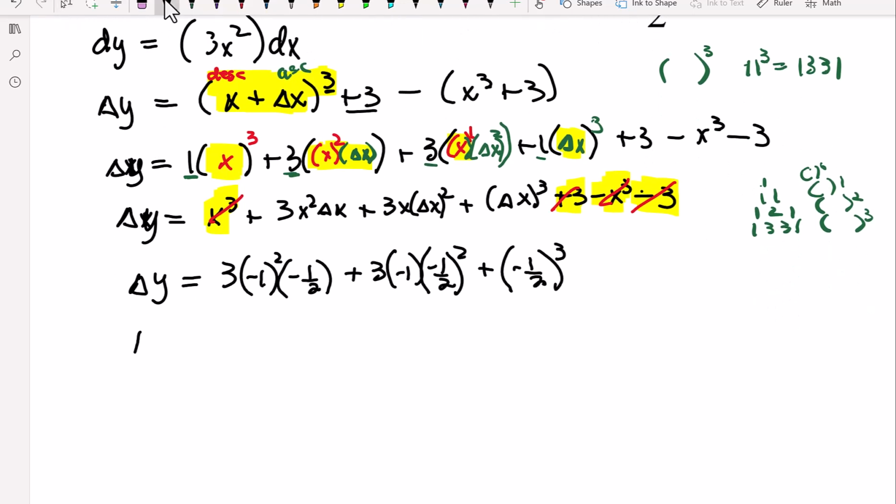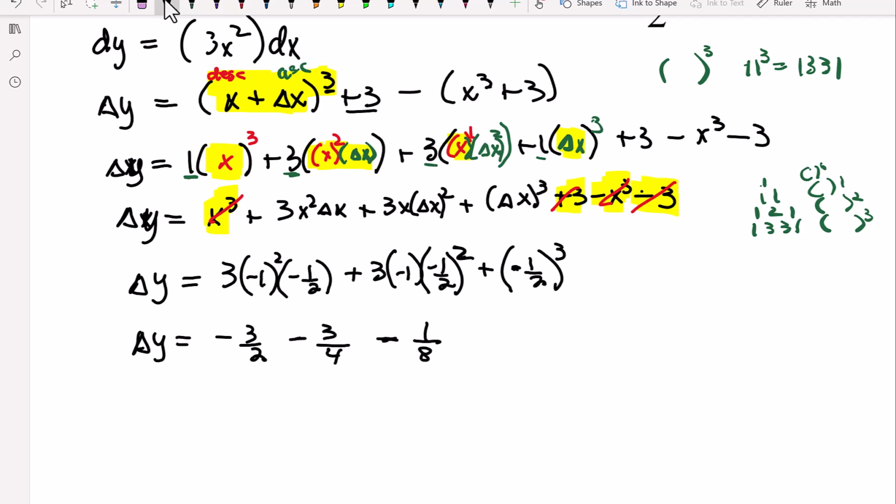All right. So negative 1 squared is 1, so that's 3. 3 times negative 1 half is negative 3 halves. This negative 1 half squared will be positive, but negative 1 times 3 is negative. So this will be negative 3 over 4 because the 2 in the denominator also gets squared. And then cubed, a negative cubed will still be negative. And 2 cubed is 8.